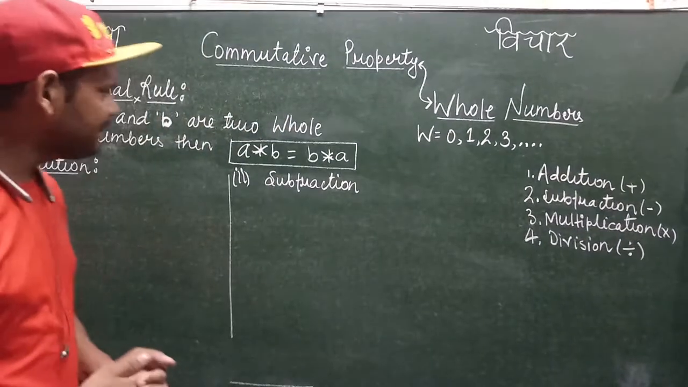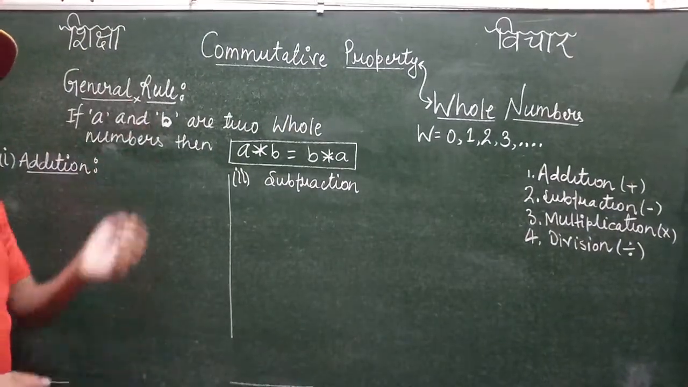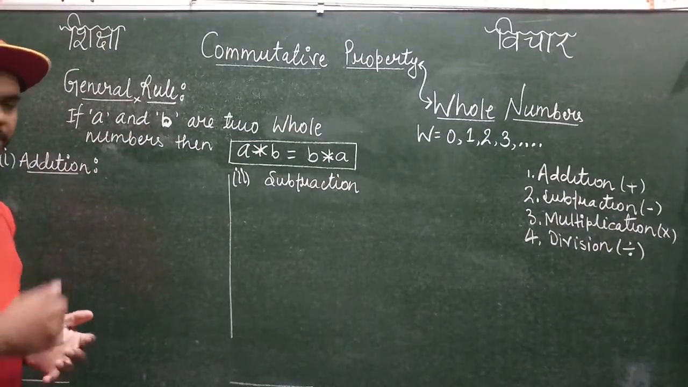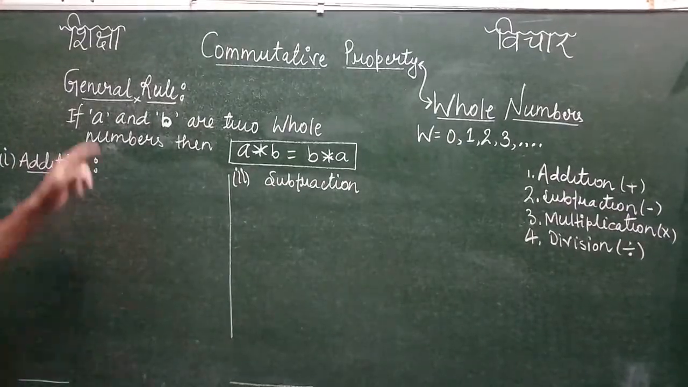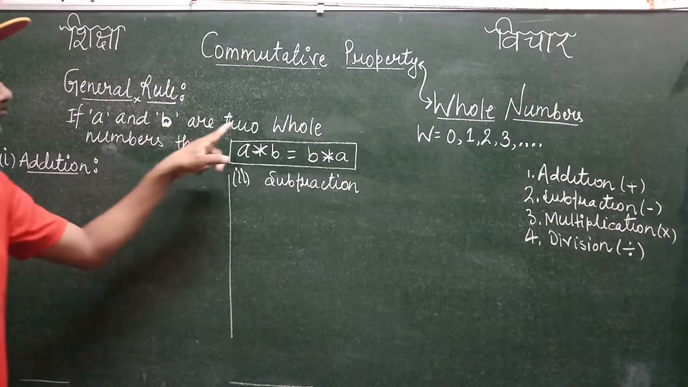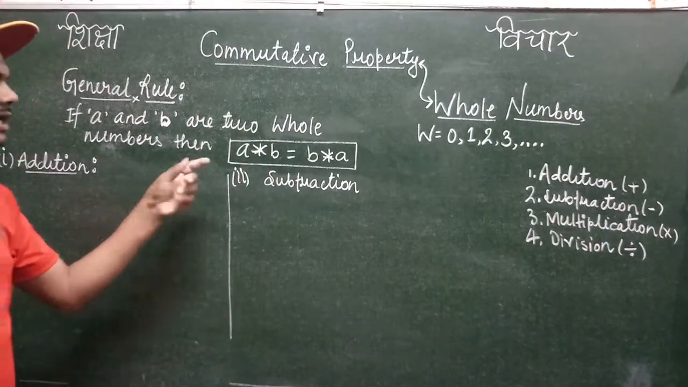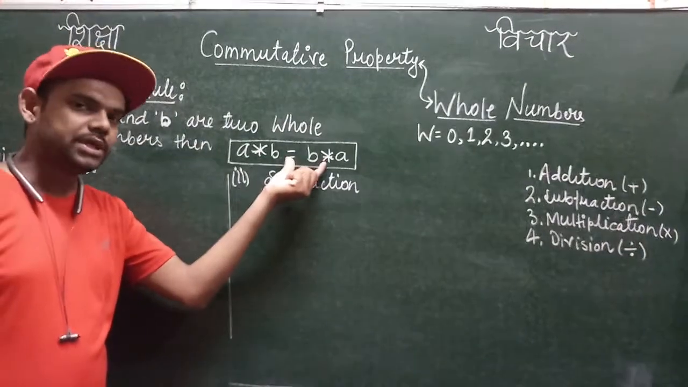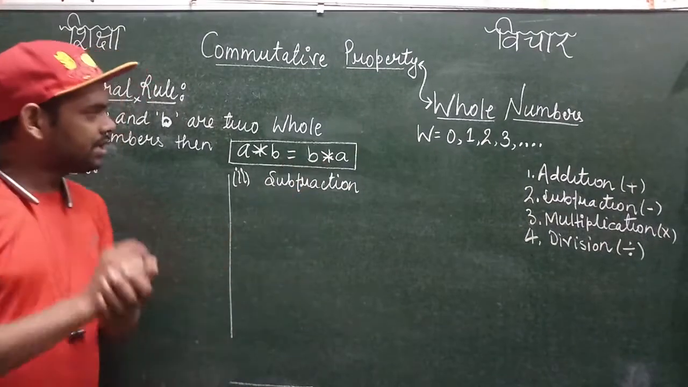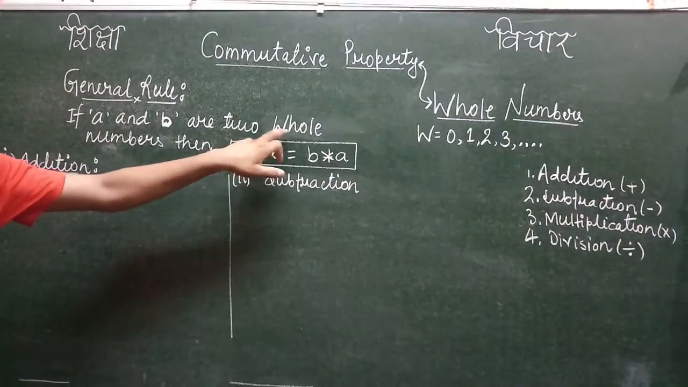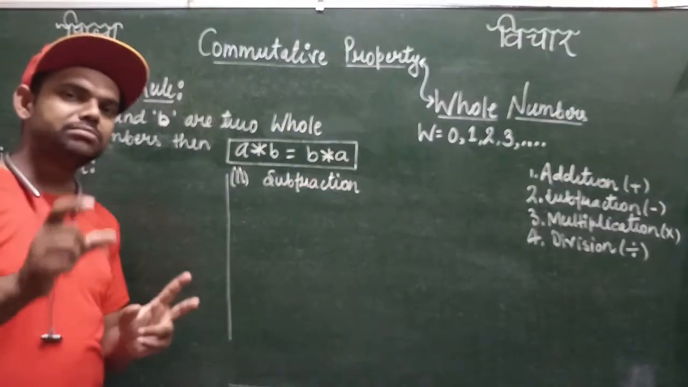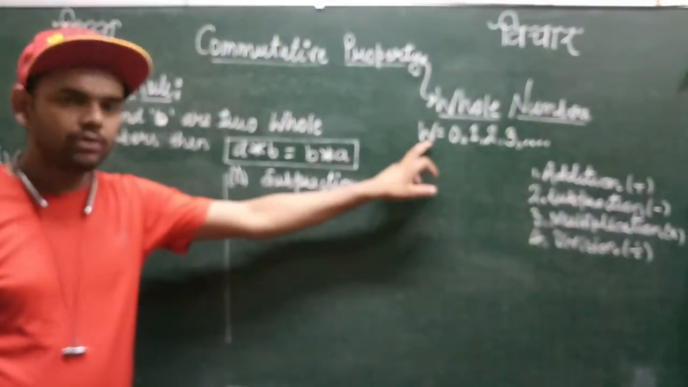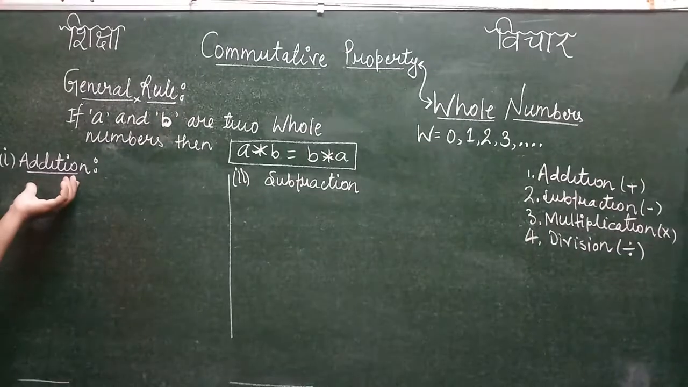Now we will define the general rule for the commutative property for whole numbers. The definition says that if A and B are two whole numbers, then A star B must be equal to B star A. The main condition is that they are whole numbers, which means whenever we take two numbers, those numbers should come from the set W, that is whole numbers. Okay, now the first case, that is addition.